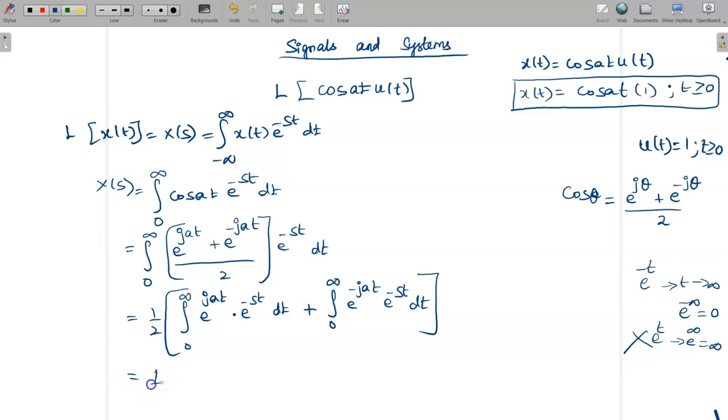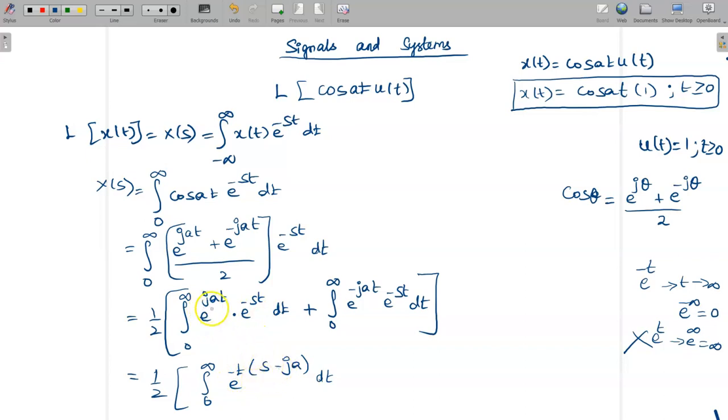Here 1 by 2. Let me simplify first before applying the limits. In the integration, take e power minus t outside, so that this term becomes s, and this term becomes minus ja. So this term and this term are both the same. Why? Because minus into plus becomes minus, e power minus st is there.